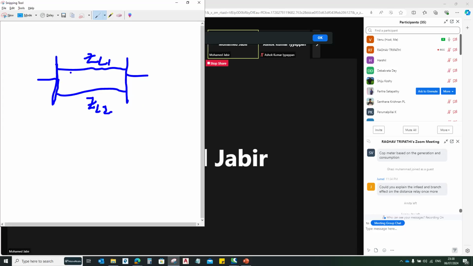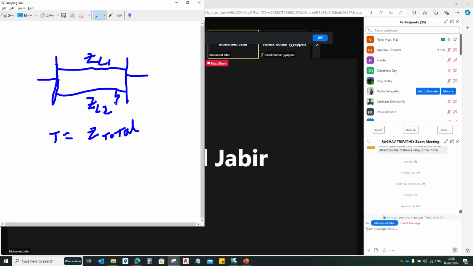When you have double lines from one substation to the other substation, the total impedance seen by the relay will have the mutual impedance. For example, here, for the parallel circuit, you are taking Z total. Let us assume that the fault has happened somewhere here, and you are tripping the circuit breaker. Let us assume that the relay is here.